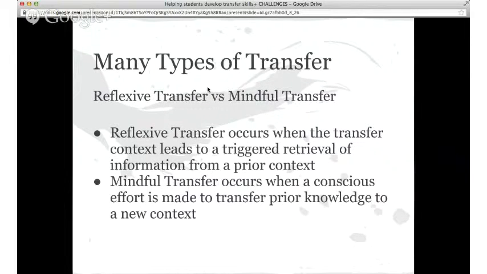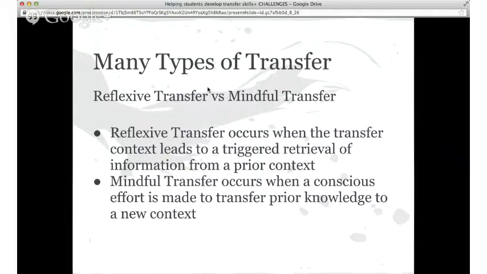This is a much more mindful form of transfer, and it requires some conscious effort. This could be a transfer between school subjects or even out of the school context into the world at large. Mindful transfer requires metacognition, requires thinking about why you know what you know. Mindful transfer requires initial guidance and practice for novice learners. How do we effect this mindful transfer?